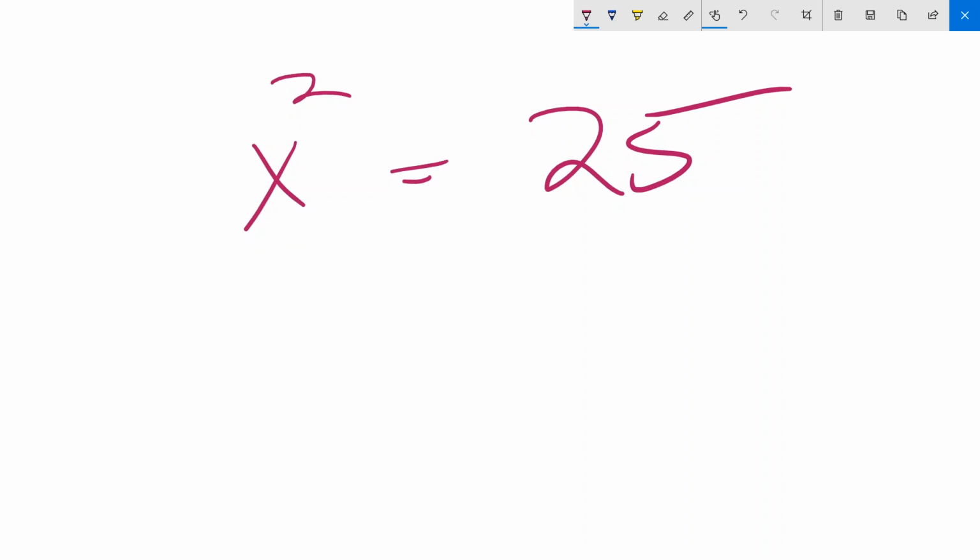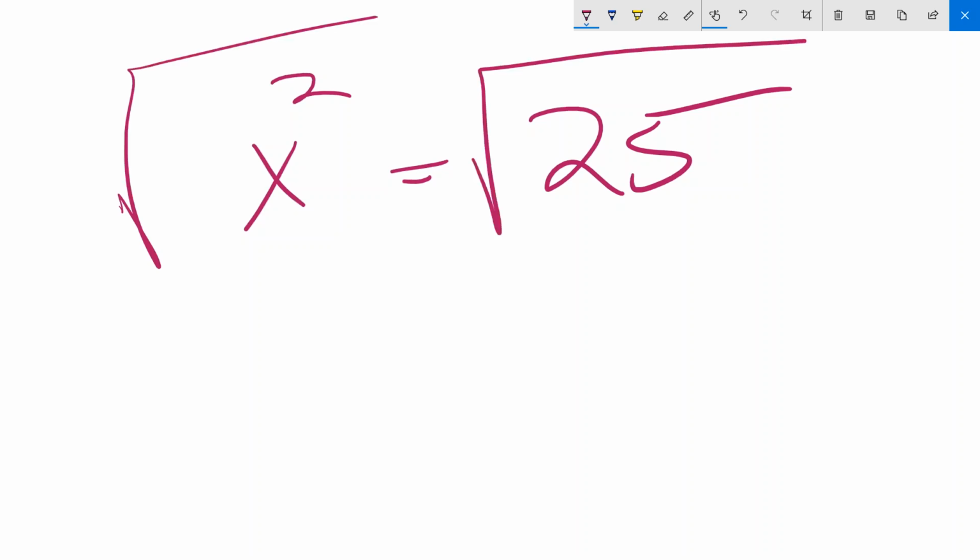In other words, how do I get rid of this 2? Square root of both sides. If you take the square root of something that is being squared, you get something. So if I take the square root of both sides, the left side gives me x. That's what I'm trying to solve for. What do I get when I take the square root of 25? 5. Actually, plus or minus 5.